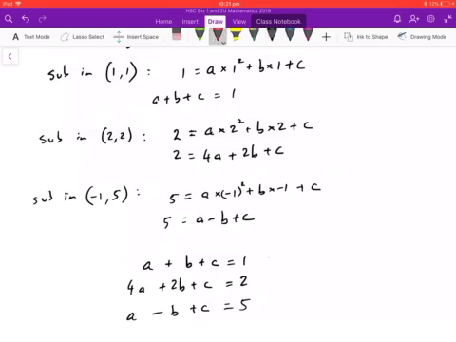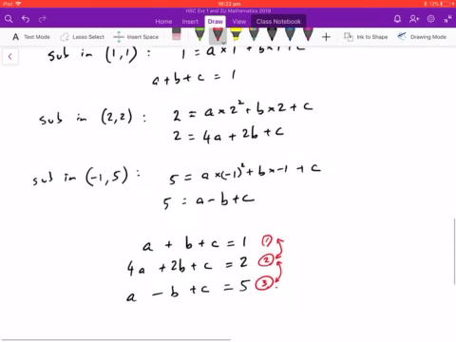Now, when you have 3 simultaneous equations, basically what you want to do is eliminate 1 variable. You use equations 1 and 2 to eliminate 1, and then you use 2 and 3 to eliminate the same variable, and then you're going to have 2 new equations which you're going to be able to solve simultaneously.